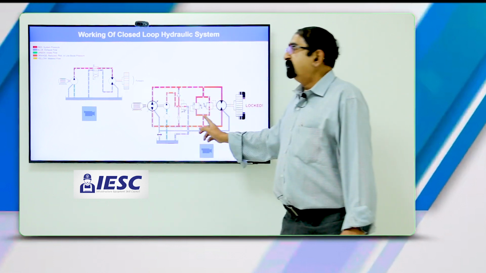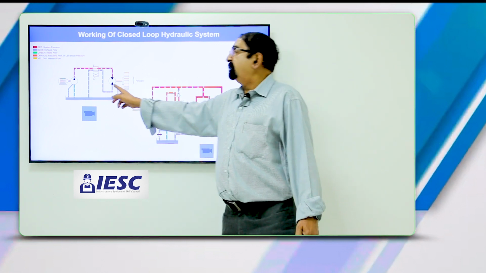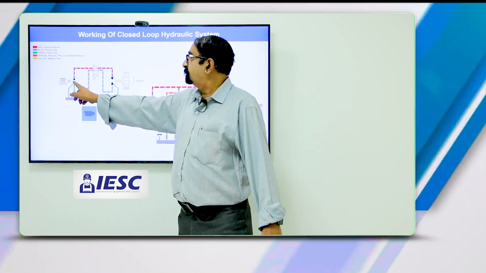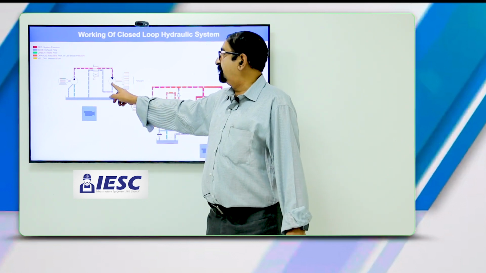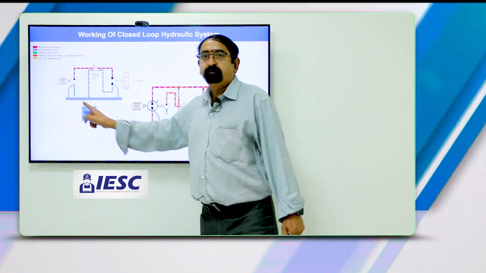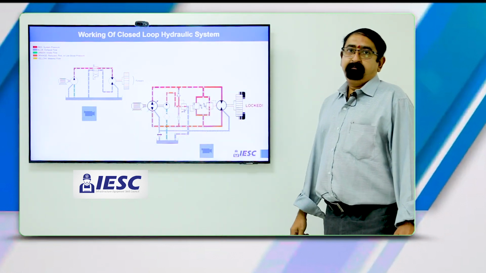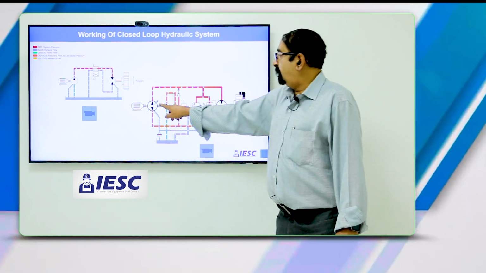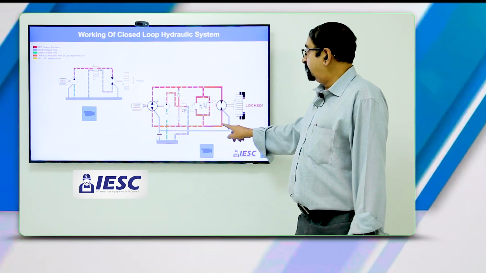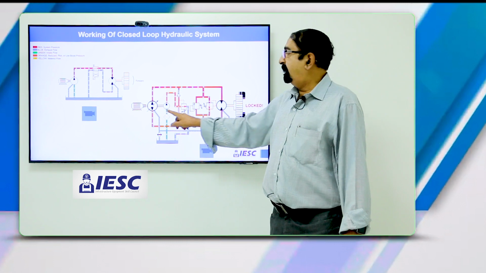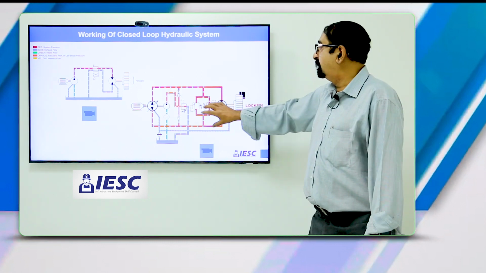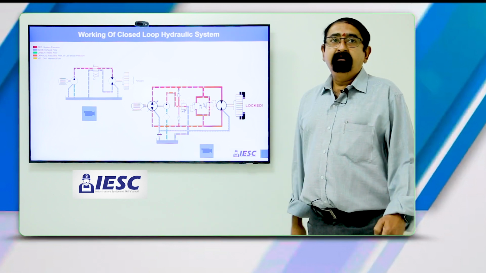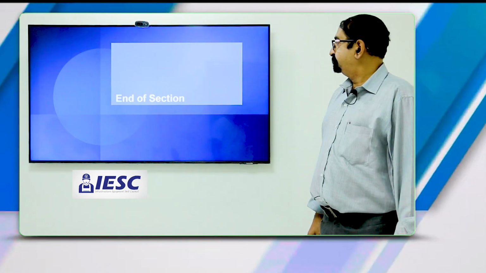So these are the differences between the closed loop system and the open loop system. In the open loop system, the oil from the reservoir goes from the pump to the motor, and the return oil from the motor flows back through the control valve to the tank. But in the case of a closed loop system, the oil from the pump goes to the motor and the return oil is sent back to the pump, and we have introduced a charge circuit and a shuttle relief valve for removing the hot oil from the system.